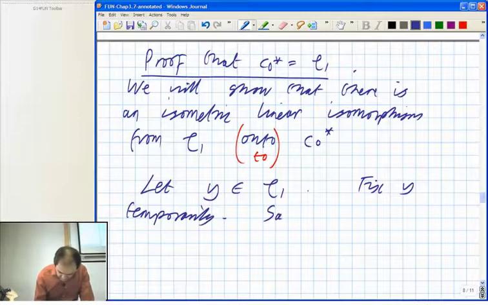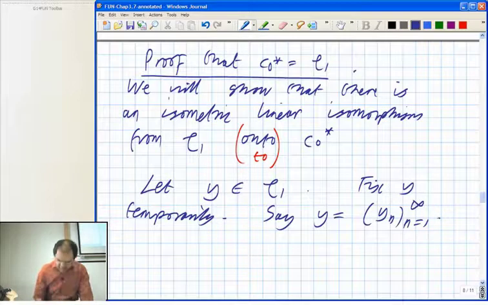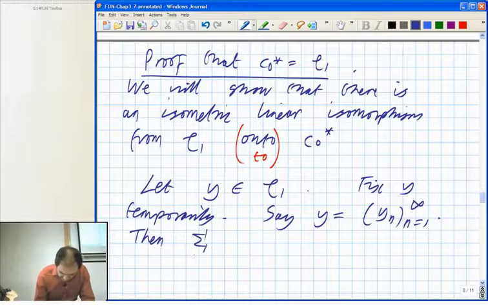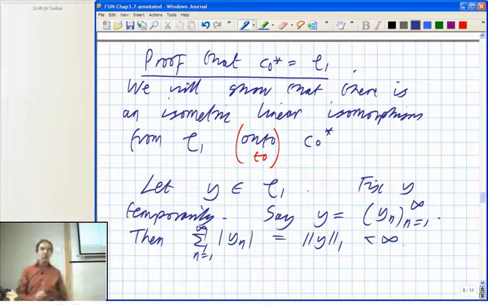And say y is yn, n goes from 1 up to infinity. That's your sequence, okay? So you're in little l1, you must be a sequence. And of course we know that the sum from n equals 1 to infinity of mod yn, which is norm y, is finite. That's the one norm of y. Okay? That's what we've got to start with.